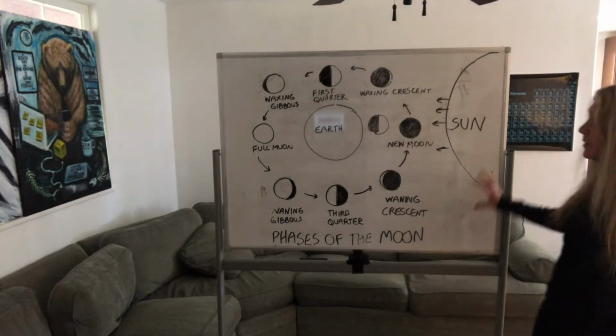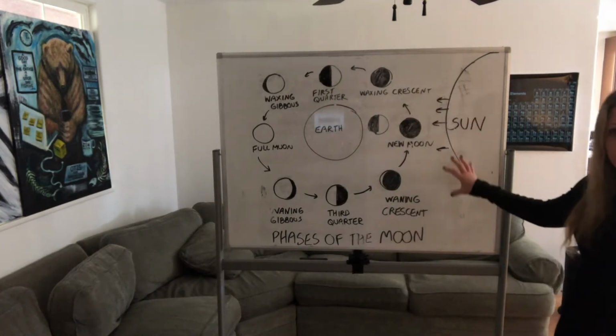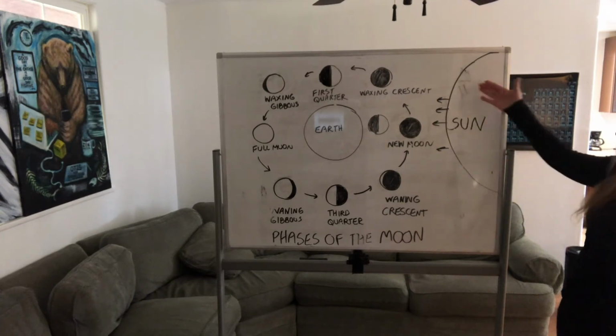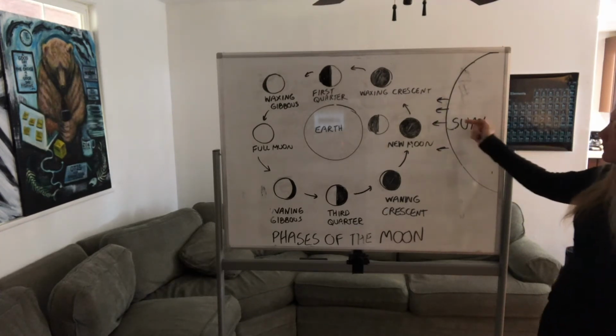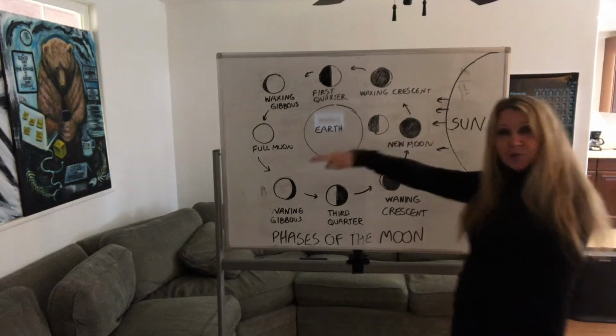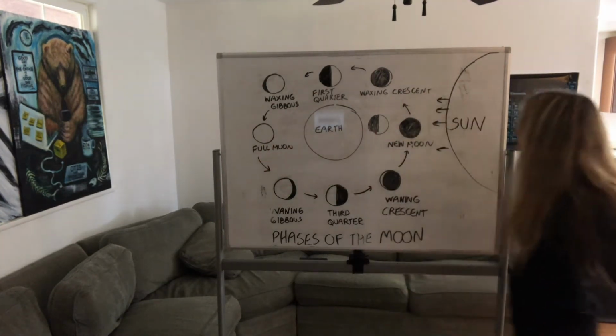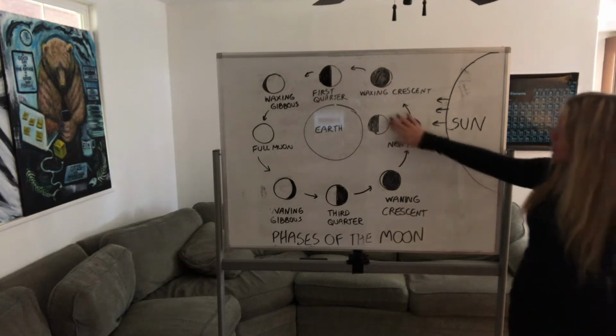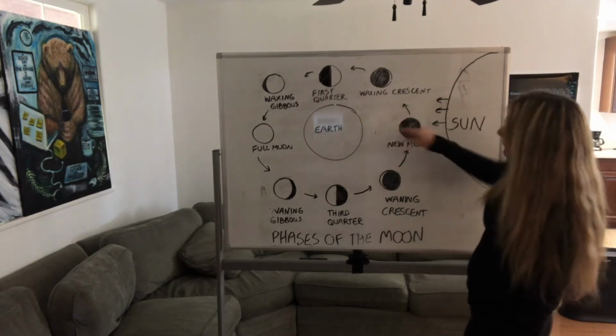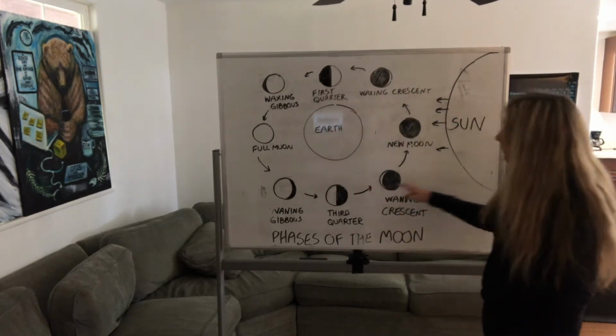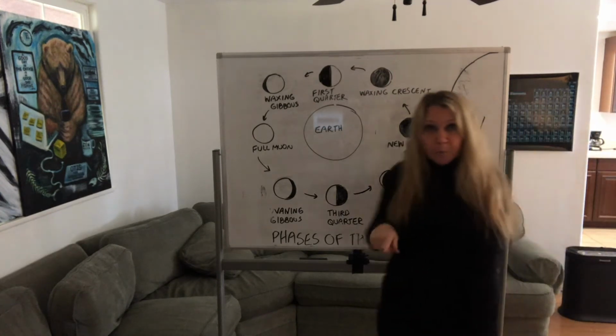Here we have the sun. Now this is not to scale, but I just want to show you the sun here is on the right. These arrows indicate the direction the light is going. So the light's going that way. Okay? These pictures of the phases represent the phases of the moon.